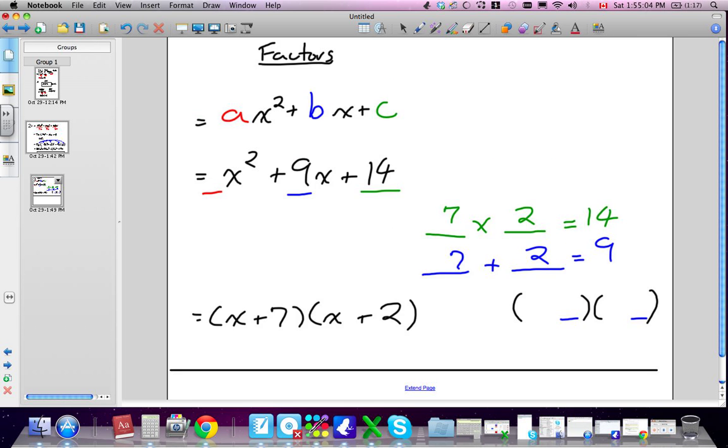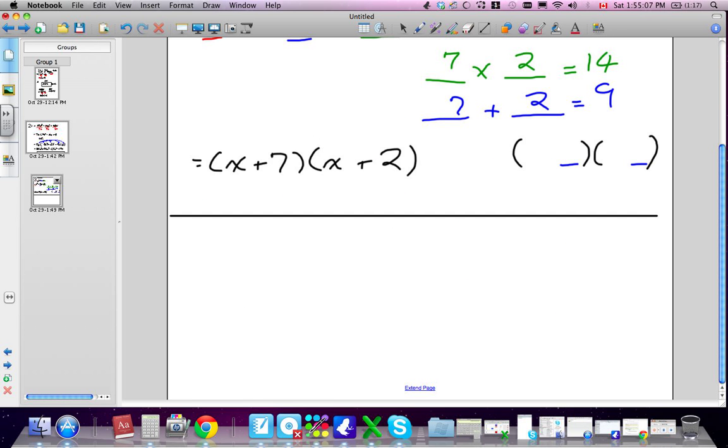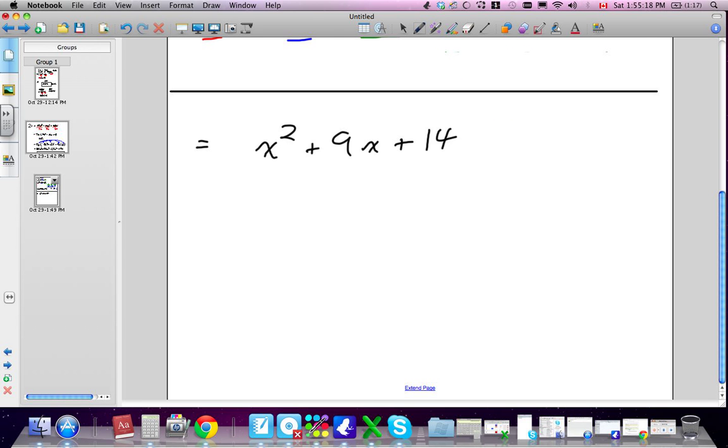Okay, same idea, a, b, and c. Instead, what I do is I write my factors of a out. What are the factors of 1? 1 times 1. Then I write the factors of c, which are 1 and 14, and 2 and 7. Now that I've written them out, I'm just going to make them columns, okay? These are the first terms. These are my second terms, okay?